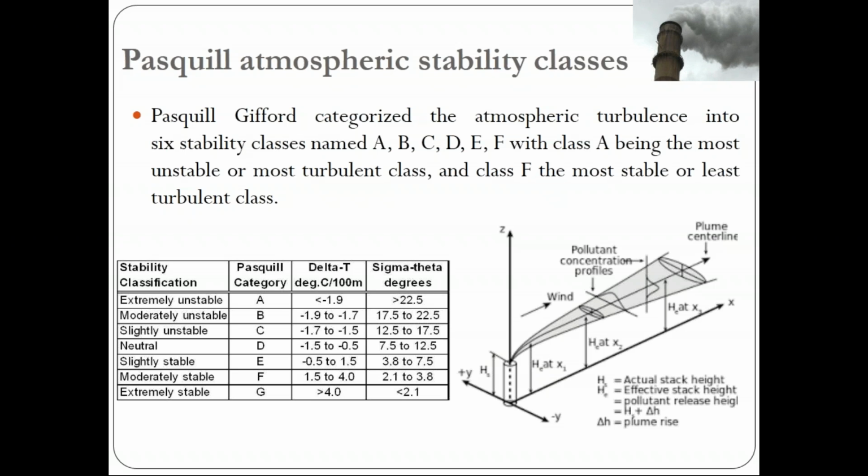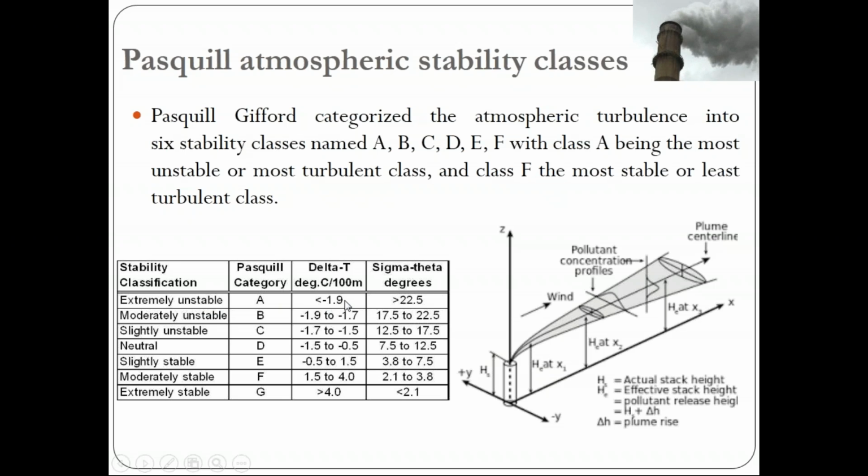Here this is the temperature in degree Celsius, but the exact temperature will not be there, because temperature is governed by some other atmospheric conditions or other factors. So at every 100 meter, temperature may change by 0.1, 0.2, 0.3, etc. So this delta T is the change in temperature from one place to another at every 100 meter, and sigma theta degree means the orientation of the wind pattern.